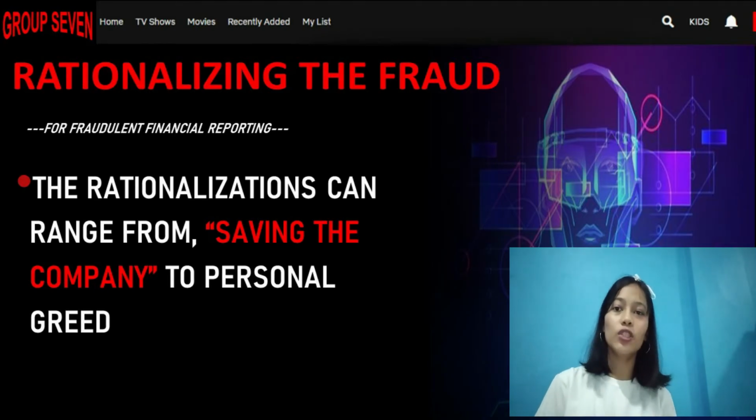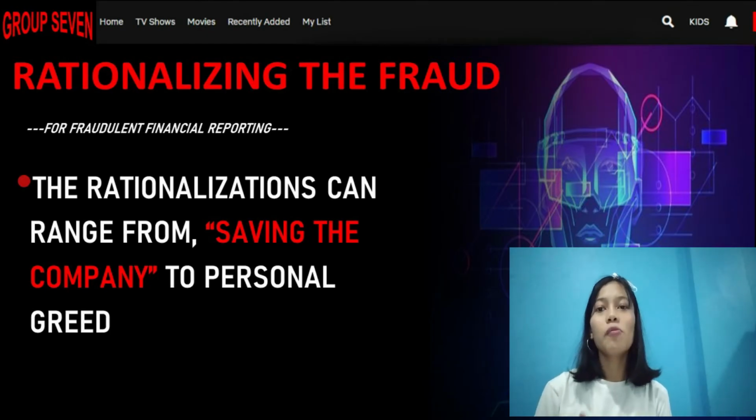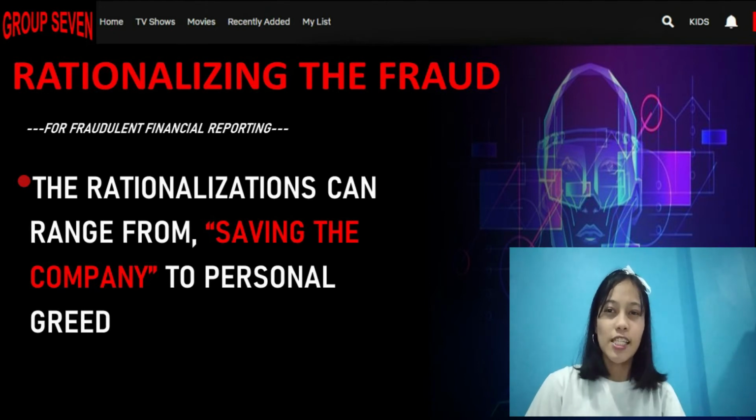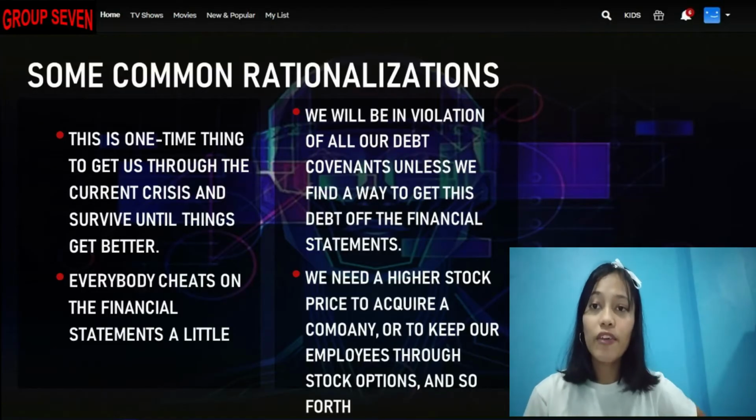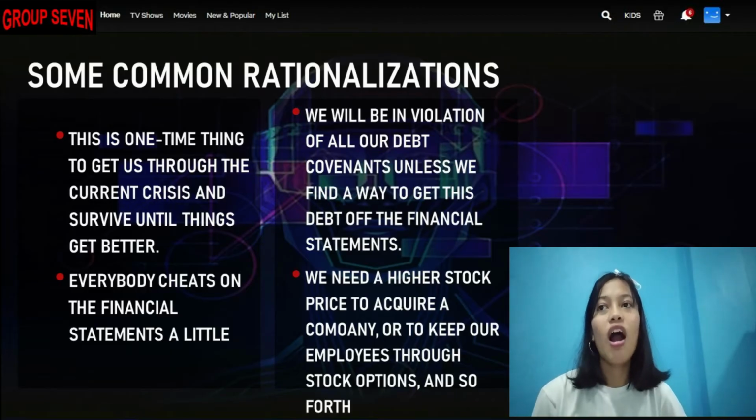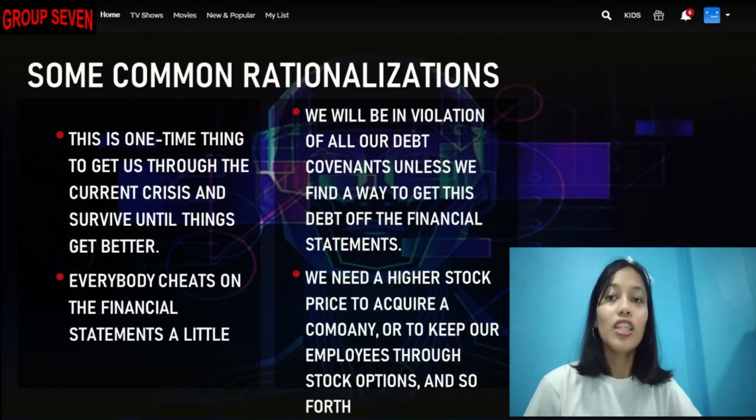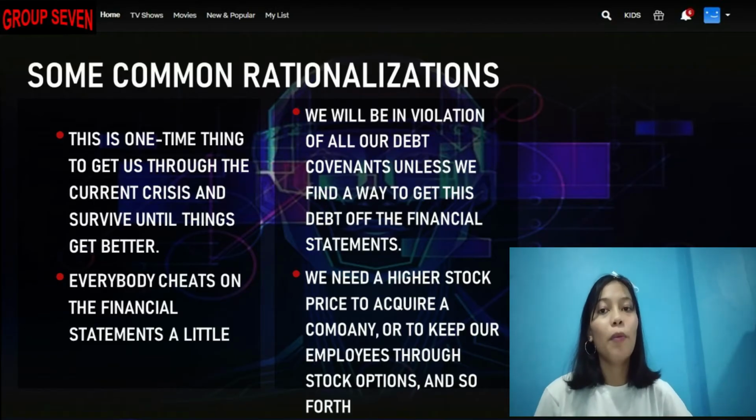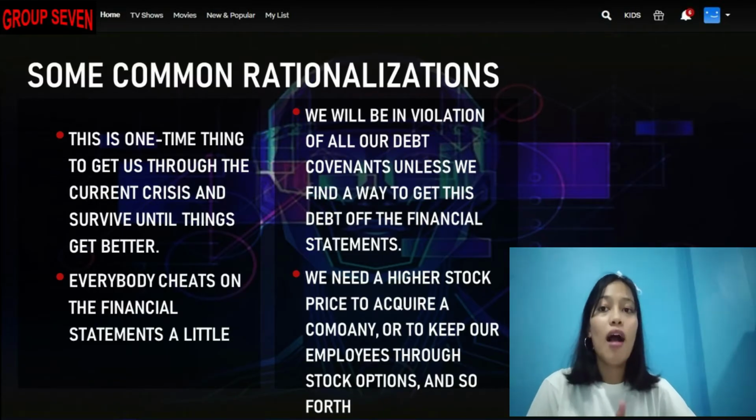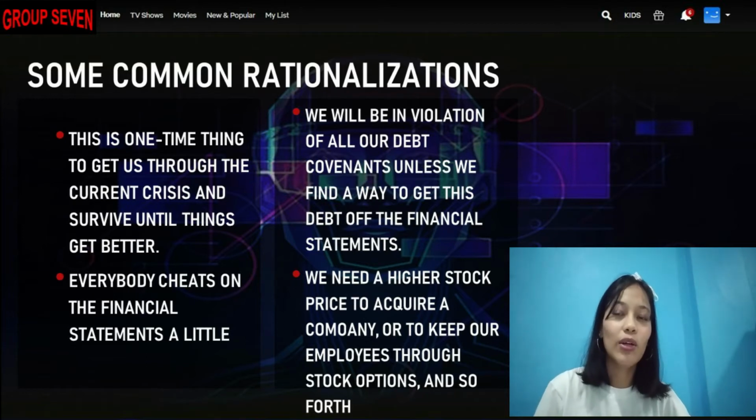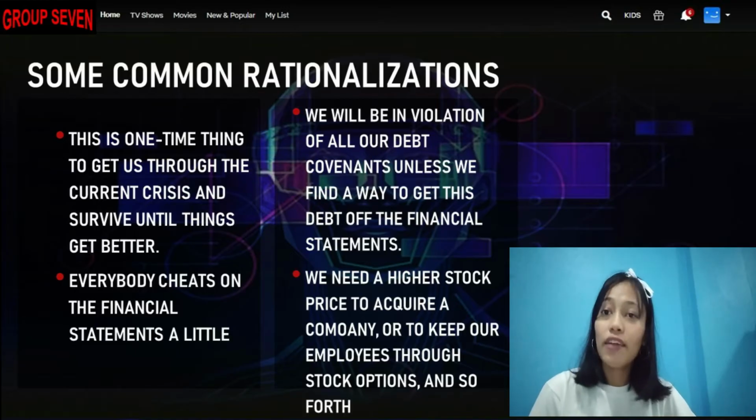Ito naman, ang main reason dito is iniisip nila na maliligtas nila yung kumpanya kapag ginawa nila yung fraud na yon, or it's either may greed, 'di ba? Ito na nga yung sakim sa pera, gusto ko lang ng pera, dumami yung pera ko, ganon. So here are the specific examples. This is a one-time thing to get us through the current crisis and survive until things get better. So, iniisip nila kapag ginawa nila yung fraud is maliligtas nila yung kumpanya at gagawin lang nila ito ng once at di na nila uulitin basta makalago at muling lumago yung kumpanya na pinagtatrabahuan nila. Meron kayong nakikita sa mga K-drama, sa mga palabas, diba? Yung merong mayayaman na may mga ginagawa silang fraudulent action and fraudulent act just to save their company, diba?